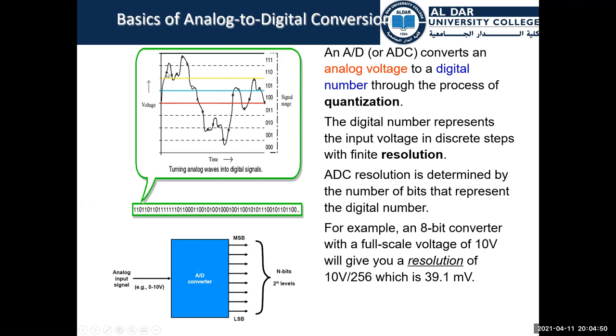If we take a three-bit digitizer, we can see that it starts from 000. This is the most negative value, and 111 is the most positive value. And if you look at this sample, it is 110. It is represented in digital by 110.